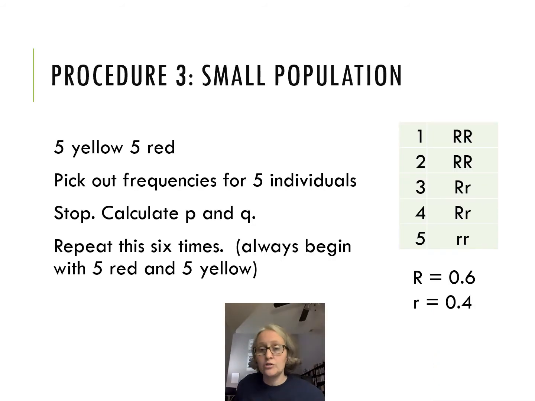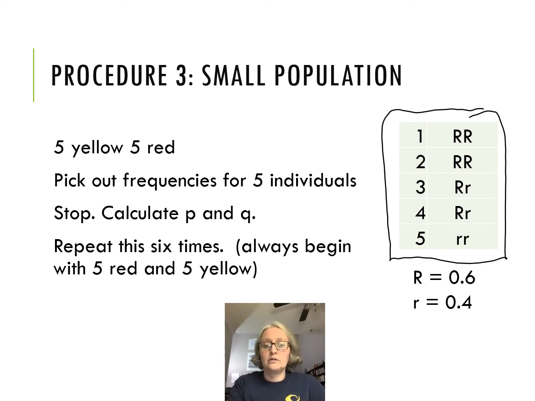The last procedure is to look at what happens when small populations evolve. So in this case, what you're going to do is pull out 10 beads, 5 yellow, 5 red, and you hold them in your hand. And then you really quickly have a baby. And you're going to always replace those 2 beads, and you're going to pick for 5 individuals. So here we've got some sample data to look at.